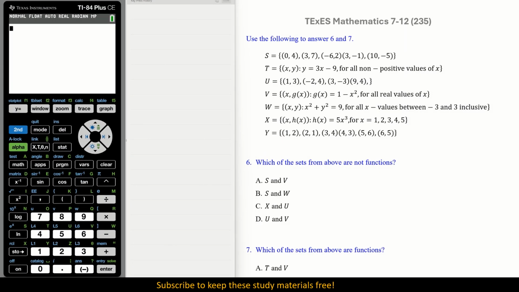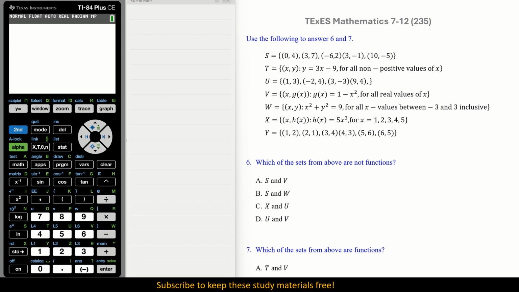Using the following to answer 6 and 7. Okay, all of these are sets: S, T, U, V, W, X, and Y. It says which of the sets from above are not functions. Well, let's just go ahead and say who's a function, who's not a function.